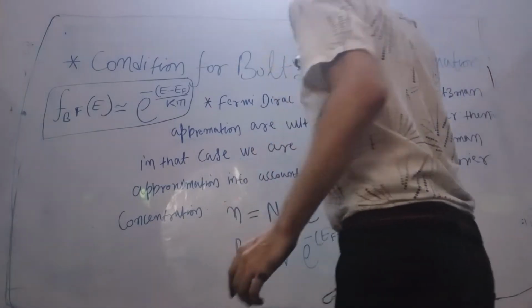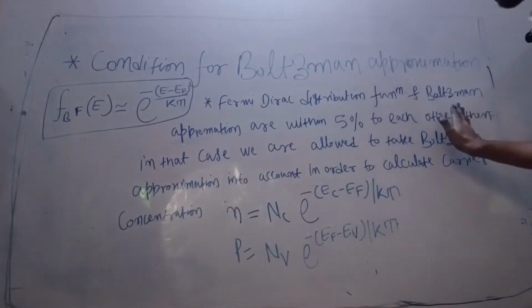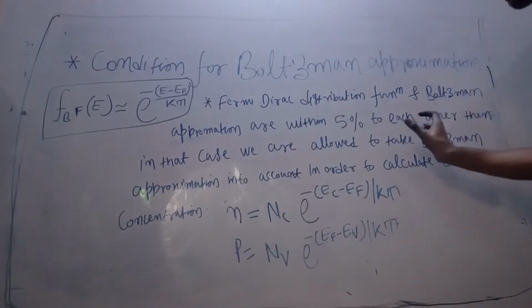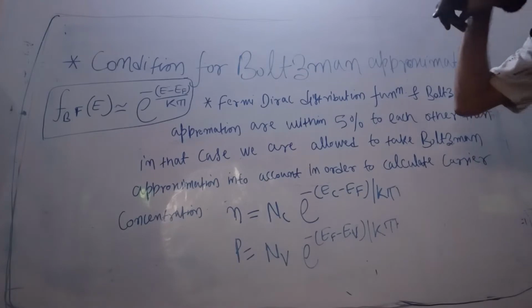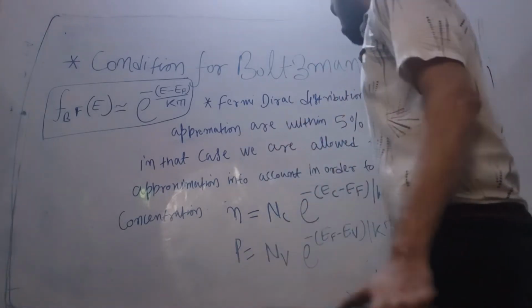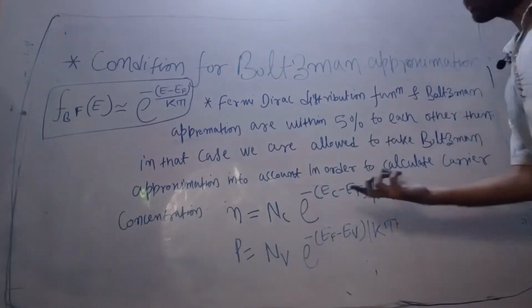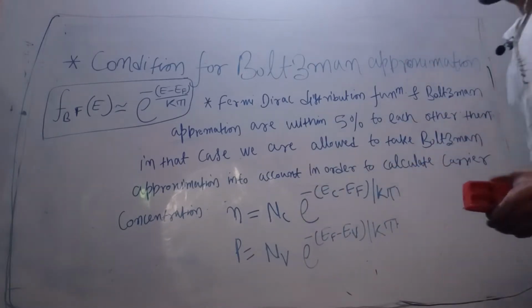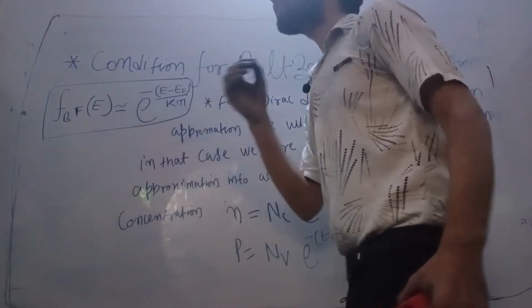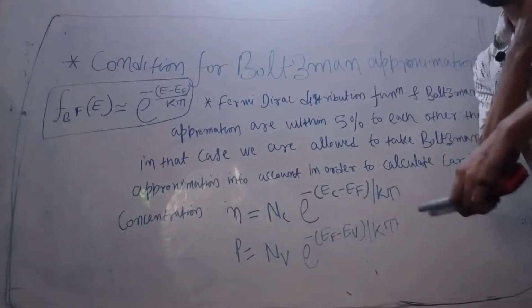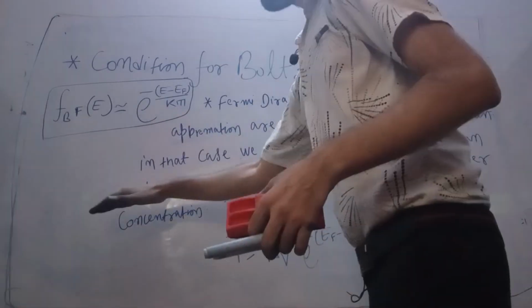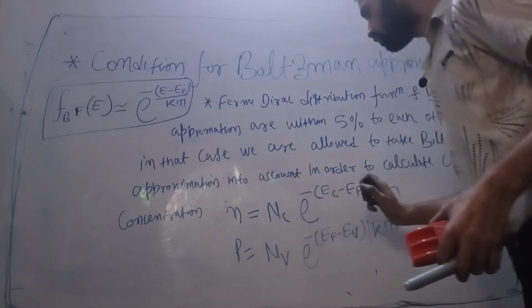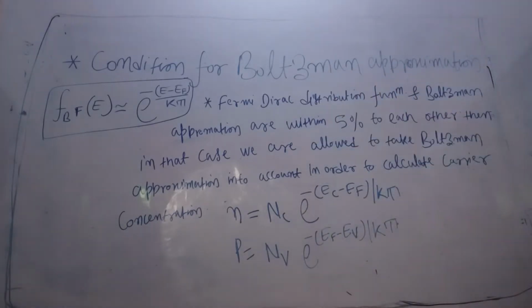So what is the condition? The Fermi-Dirac distribution function and Boltzmann approximation should be within 5% of each other. Only in that case are we allowed to take the Boltzmann approximation into account. Now see to what extent we should increase the energy state above the Fermi energy level so that we are able to take this.